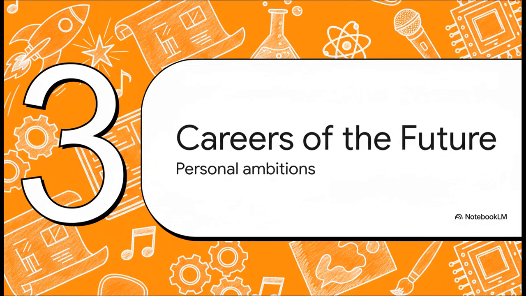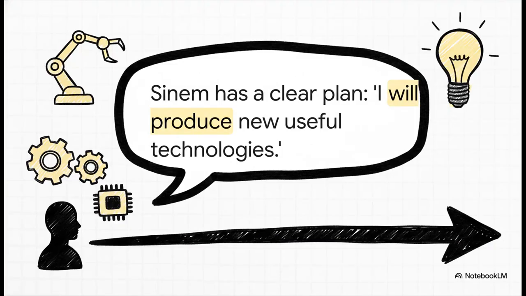All right, so we've got the tools. Now let's see how they work in the real world, when we're talking about one of the biggest dreams of all, our careers. This is where the future gets super personal. Okay, so this is Sinem. Listen to how she talks about her dream. She says, I will produce new, useful technologies. She's using will produce to state her goal with so much confidence. It turns her dream into a real plan. It sounds so direct and powerful, doesn't it? She's not just wishing, she's declaring her intention.